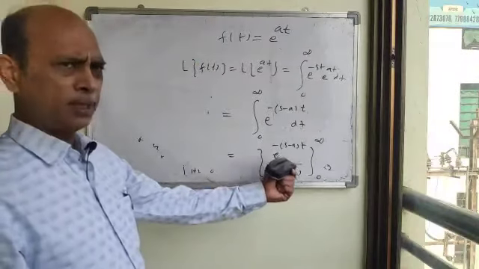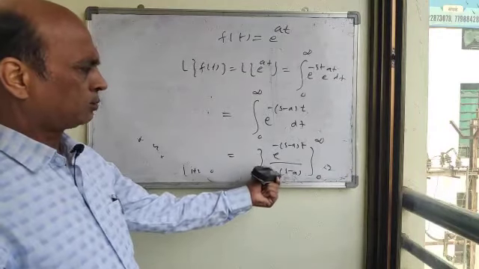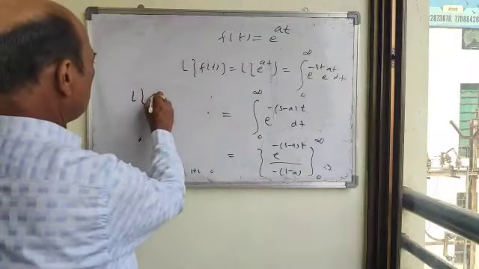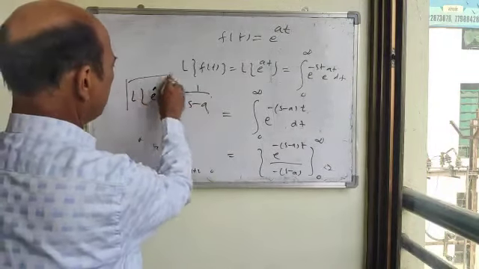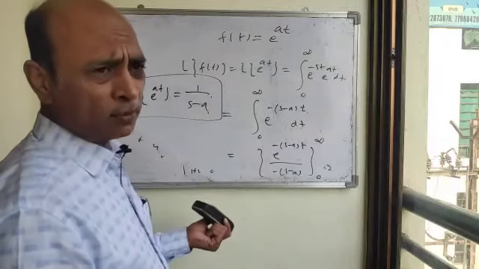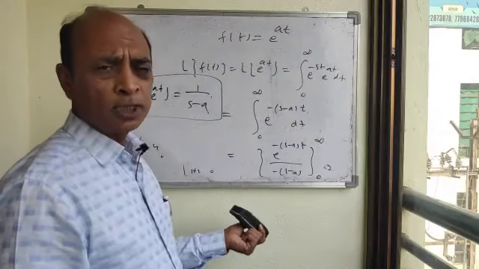If we take the upper limit, then e to the power minus infinity will be 0, and minus minus plus e to the power 0, that is 1, upon s minus a. It means L of e to the power at is equal to 1 upon s minus a, and this is our formula. By using this you can find the Laplace transform of any exponential function.